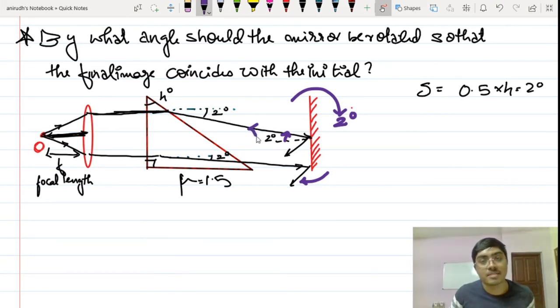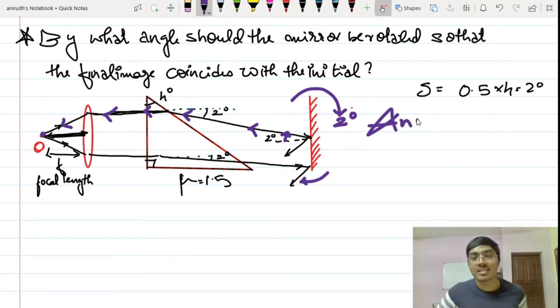So it will again retrace the path. Once it retraces the path, the rest it will take care of. Okay, this will go here and it will finally come and lie over here. So the answer for this question is 2 degrees.